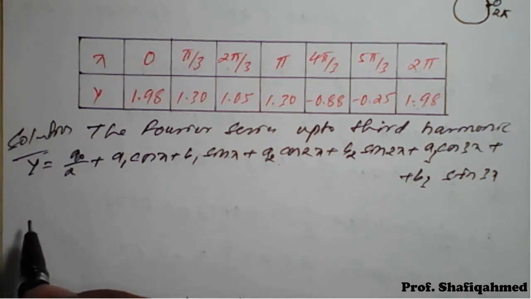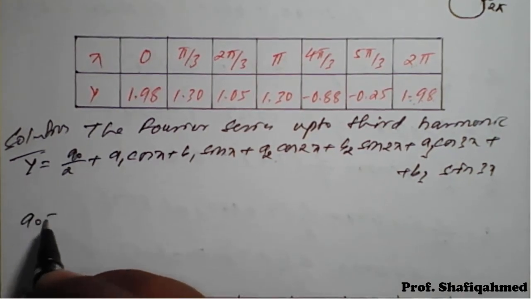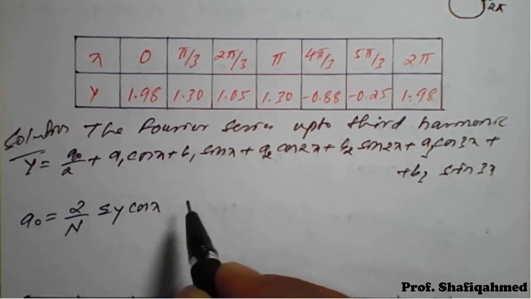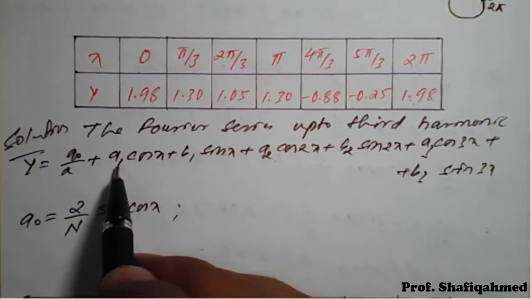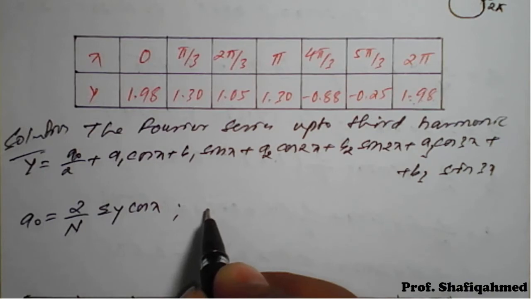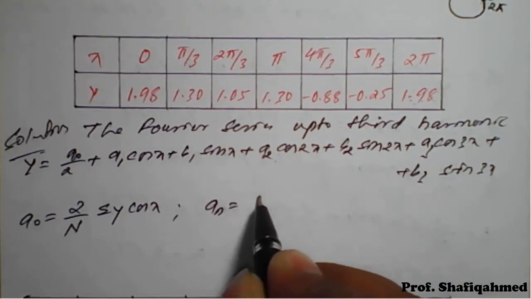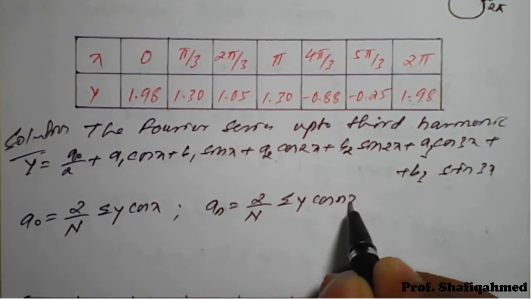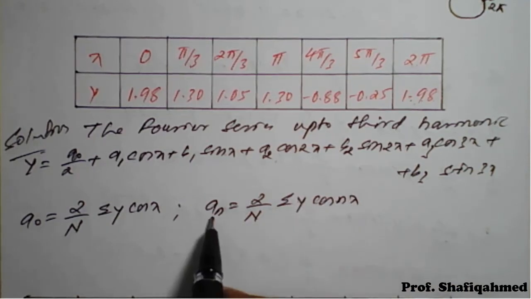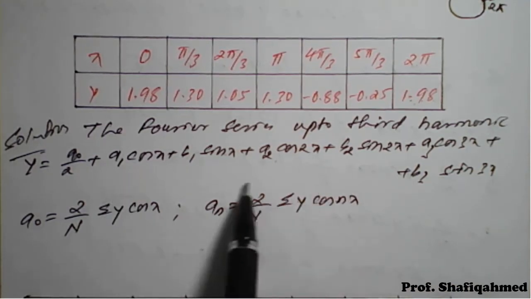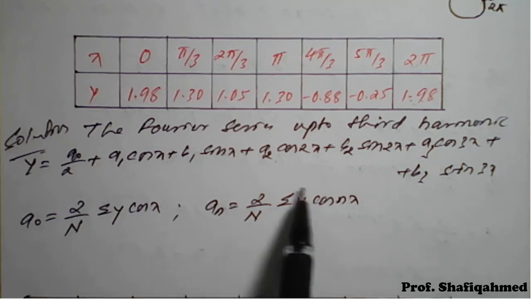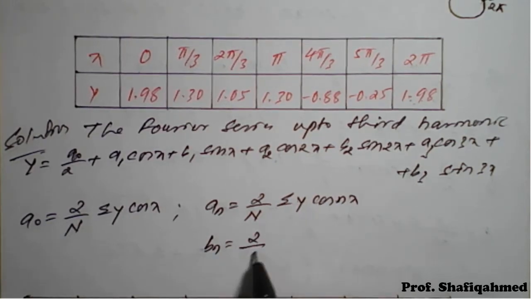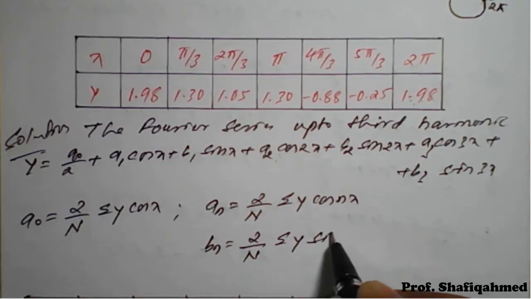So I will write the formulas in general here. The a0 formula is 2 upon N summation y. Then we need to find a1, a2 as well as a3, so I will write the formula an is equal to 2 upon capital N summation y cos nx. If n is equal to 1, we get the a1 formula. When n is equal to 2, we get the a2 formula. When n is equal to 3, we get the a3 formula. Similarly, I will write the bn formula also. bn is equal to 2 upon N summation y sin nx.